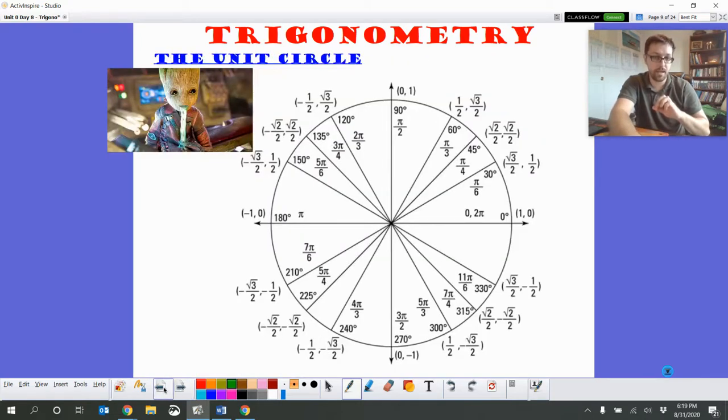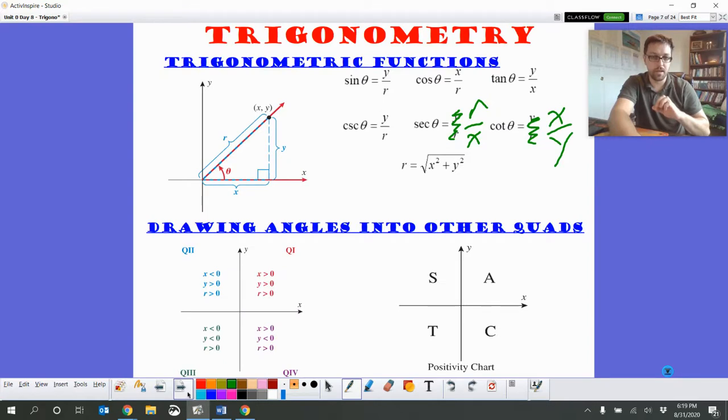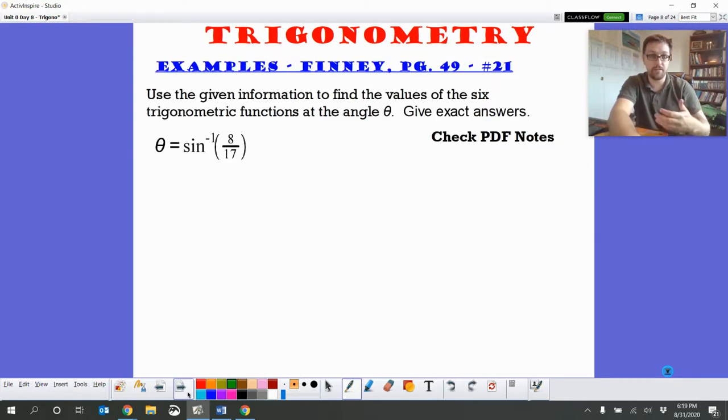That was too far. If you wanted to do all these things, I do them in the PDF notes. They're just upside down versions. Very boring, not worth our time.